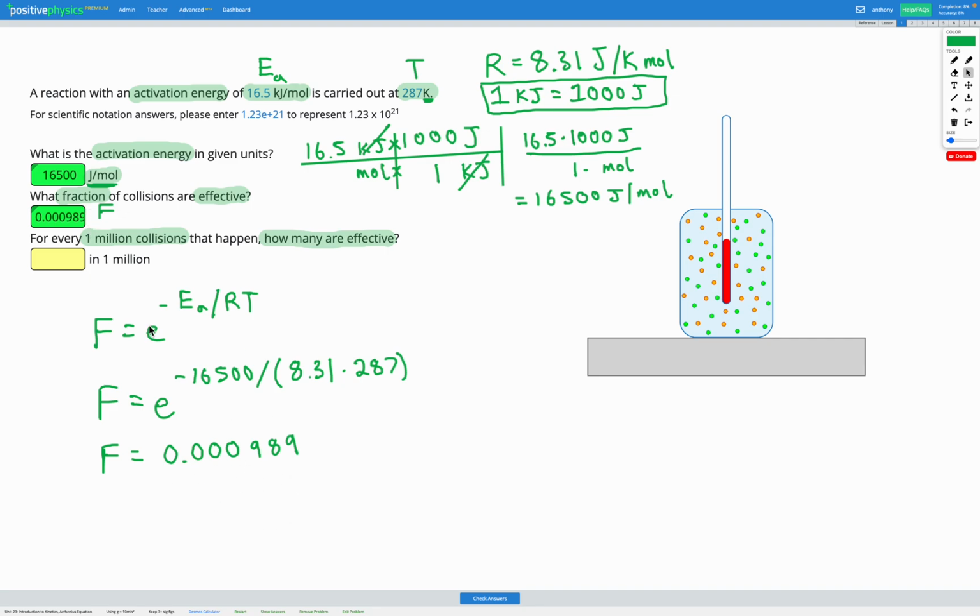So that's our fraction of effective collisions. Now, to make some meaning out of that, we're going to figure out if we had 1 million collisions that happen, how many of those would be effective? To do that, all we need to do is take our fraction and multiply it by 1 million. So our fraction is 0.000989, and I'm going to multiply that by 1 million. 1 million is a 1 with 6 zeros, or in other words, 10 to the power of 6. So if we calculate that out, I end up getting 989. So that's my answer. I'm going to fill that in here to check it's correct.